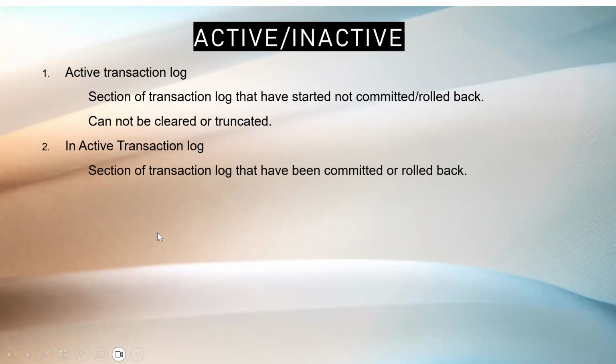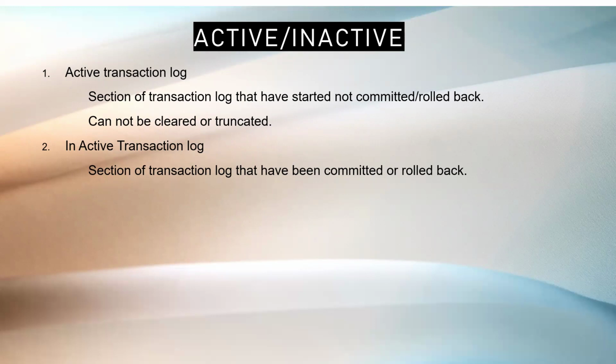So again, another concept is active and inactive. This is very important because sometimes I'm sure you might have had a problem where you're trying to shrink the transaction log and it doesn't shrink. So you should understand why it is not shrinking. The active part of the transaction log will never be truncated. So keep that in mind. What is the active part? It is the part of the transaction log which has uncommitted transactions, which have not been committed or rolled back. So this cannot be truncated.